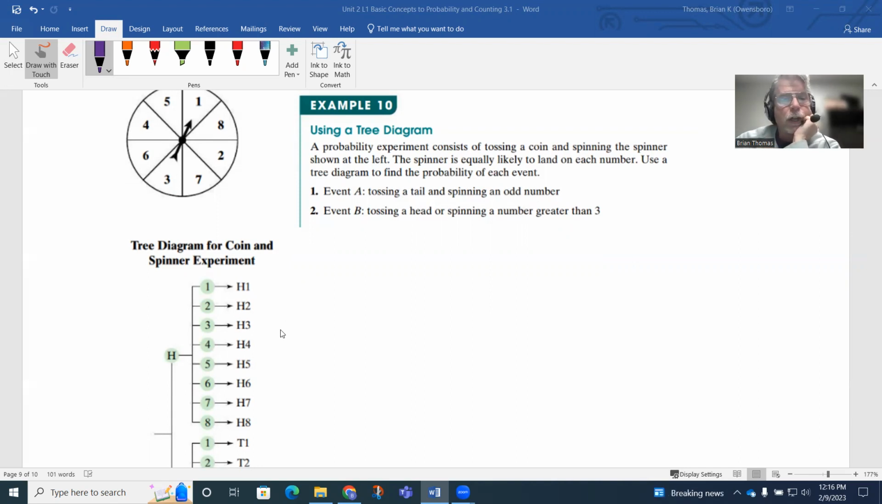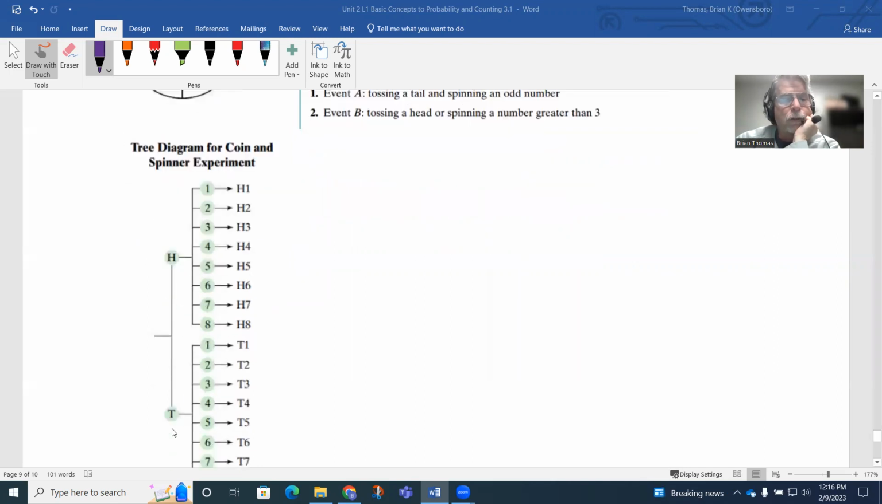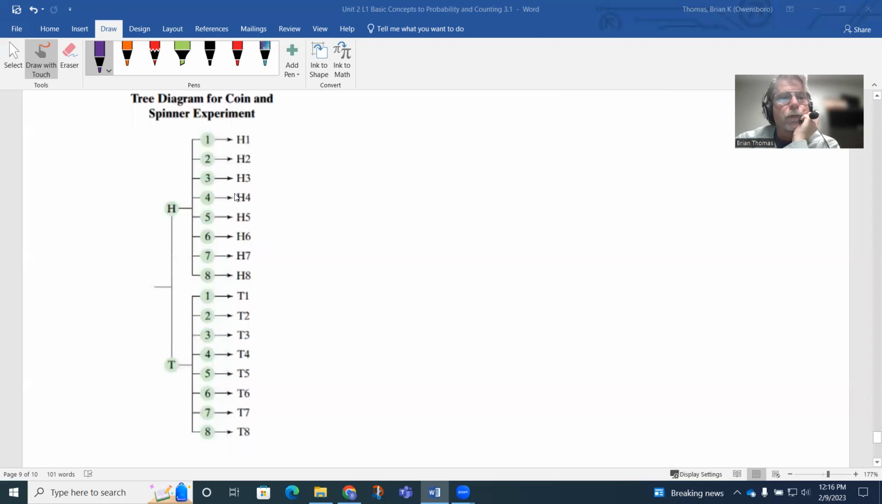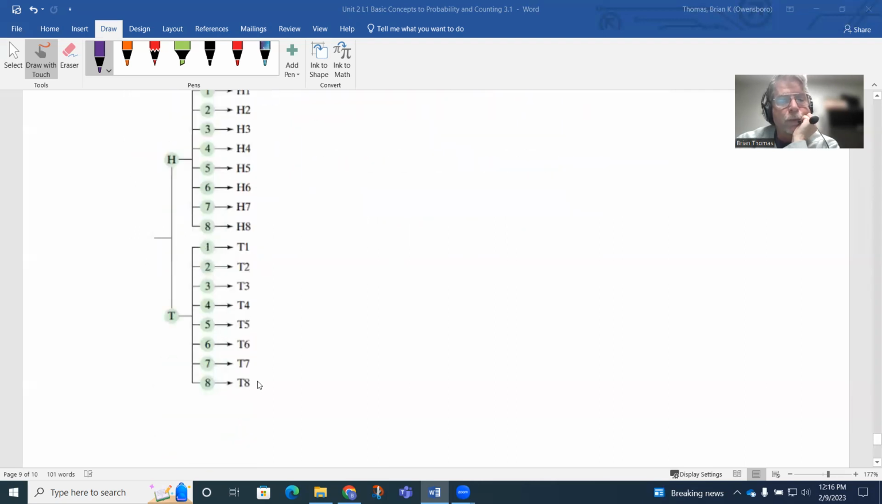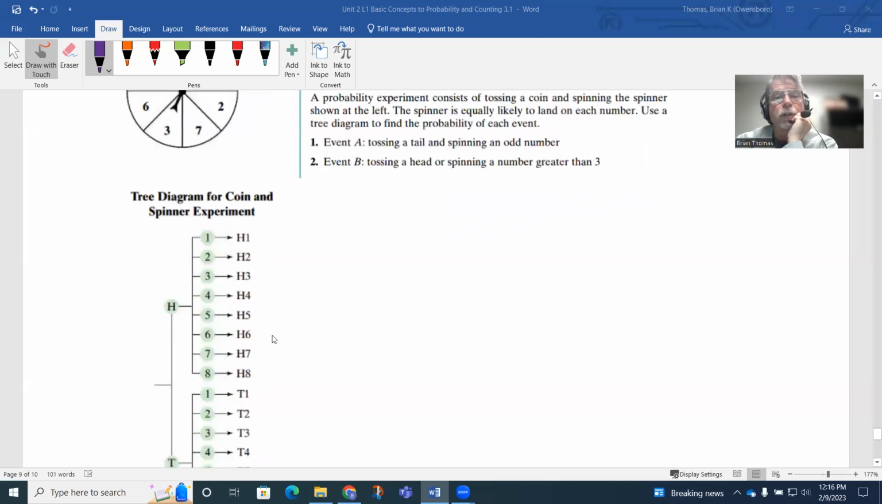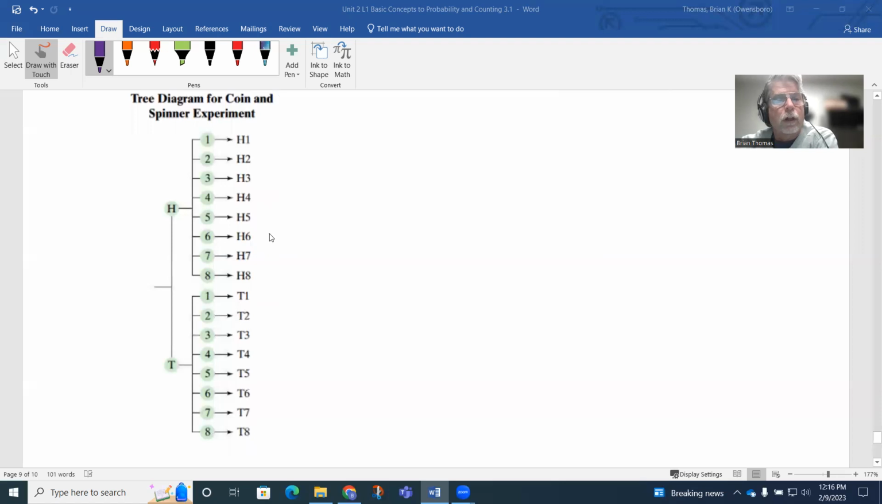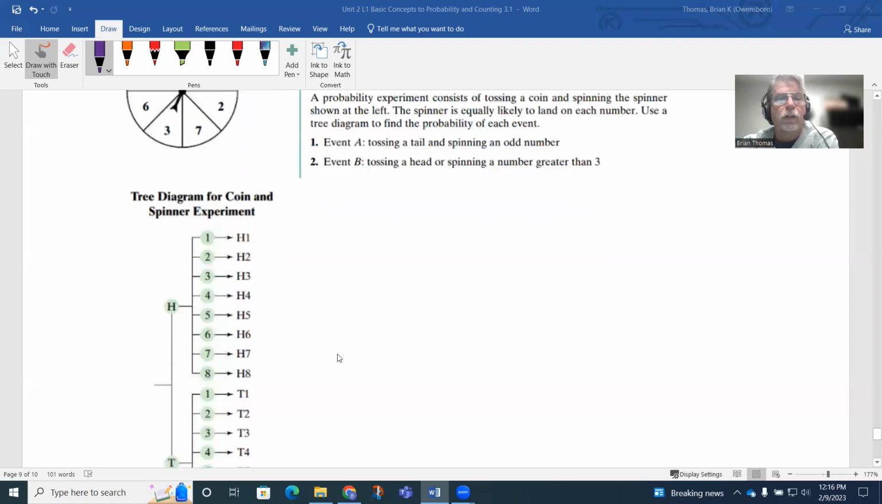So let's say we've already got our tree diagram. We have heads and tails, and we have 8 numbers on a spinner that are equally likely to happen. So these are our sample space. Notice that that's our tree diagram that they've actually already made. Tossing a tail and spinning an odd number, what we have to figure out, our sample space is going to be all of the outcomes. So we have 8 here and 8 there. So it looks like there's 16 outcomes altogether. So our sample space is going to be this 16.